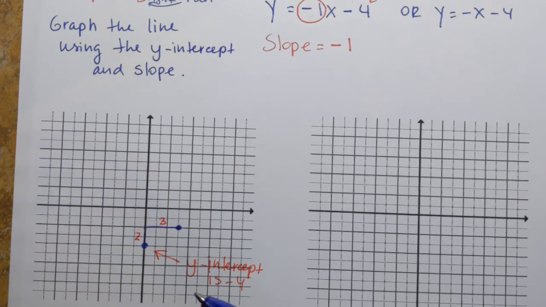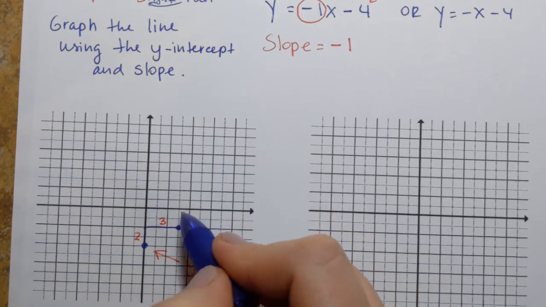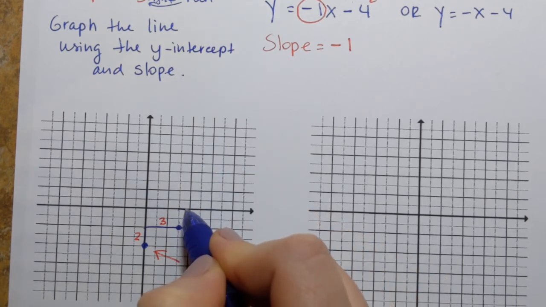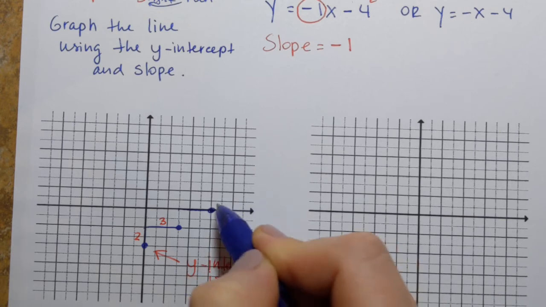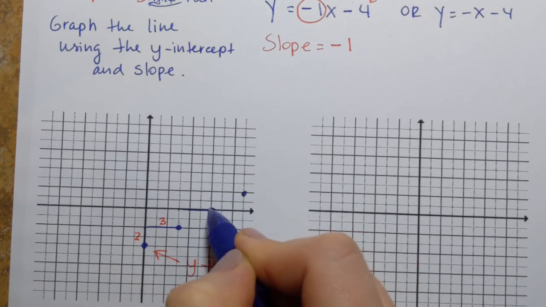I know that my line is going to be more accurate if I have more points. So what I can do, I can continue constructing that staircase along my line. So it means that I can do another step. 2 up, 3 over, and that's another point. And I can do it again, 2 up and 3 over, and now I can see the pattern.